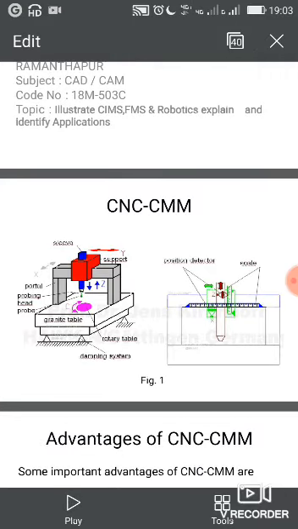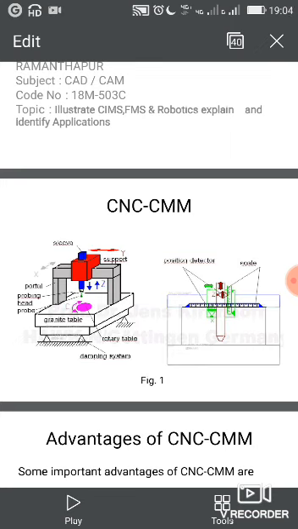Yesterday also we have seen about the definition of CNC and CMM. What is CNC and CMM? So it is the coordinate measuring machine. CMM is coordinate measuring machine. A coordinate measuring machine is a device that measures the geometry of physical objects. So what does it do? It measures the geometry of physical objects by sensing discrete points on the surface of the objects with a probe. So it is measured by a probe.